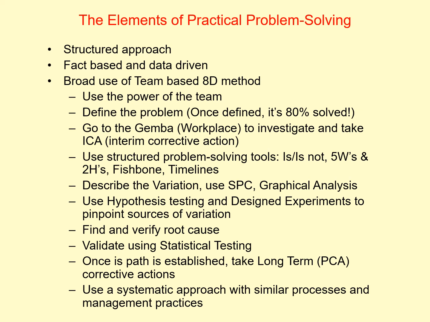Describing the variation using statistical process control and other graphical analysis. Finding and verifying root cause. Validate what you think the root cause is by using statistical testing. Once that path is established, taking long-term permanent corrective action. Use of hypothesis testing and designed experiments to find the optimum levels of your variables. And then once you've taken corrective action on this particular process, use a systematic approach with other similar processes and management practices.